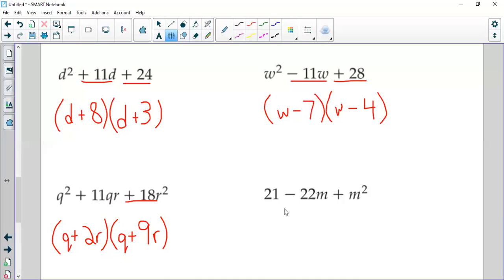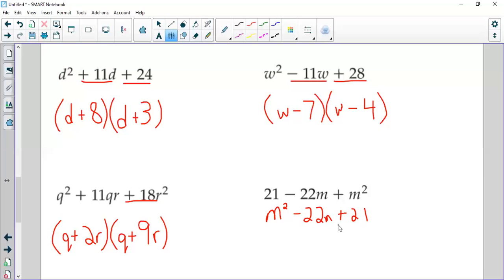Last but not least for this, take a look at this trinomial. Backwards. I don't want it backwards. I'm going to rearrange this. I'm going to rewrite this with the m squared in the front. And the minus 22m where it belongs. And then the 21 goes at the end. Well, what's the sign of the 21? It's a positive 21. So I'll get a plus 21.